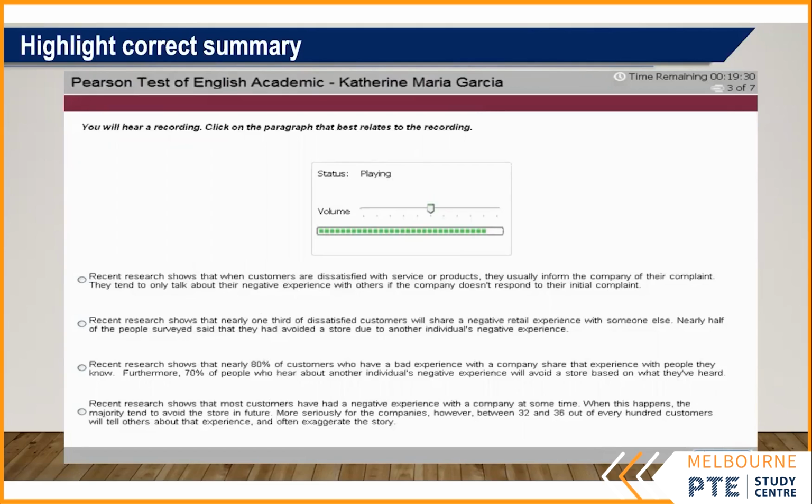The other one, as I said, is going to be completely about examples. Now look at this. Recent research shows that 80% of customers who have a bad experience with a company will go with that. Furthermore, 70% of the people share another individual's negative experience. Now you see that they're giving you just an example. It's not a complete story. Got it? All right. So those are the 3 to 4 things that we look to eliminate. Understood?